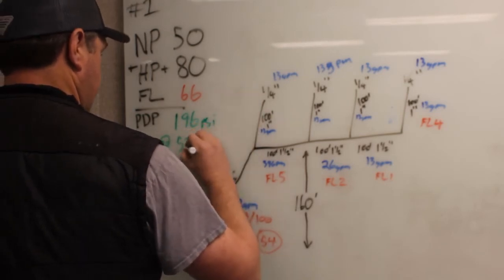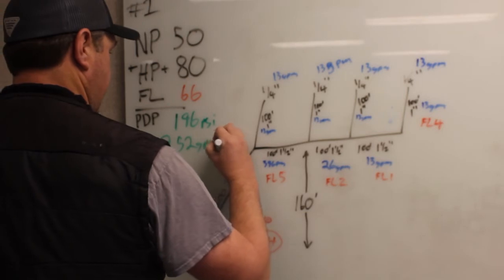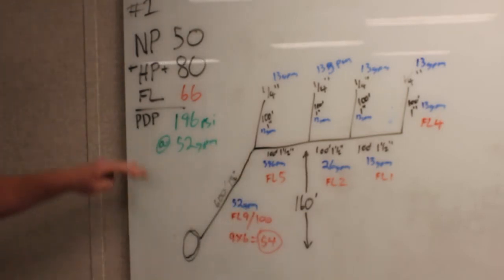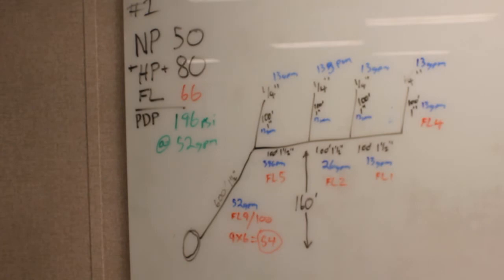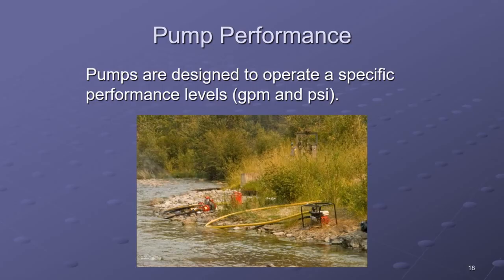At 52 gallons per minute. It's important to put the 52 gallons per minute. It gives me a lot more information. Not required for the pre-work, but if you do it, good on you, because you're on the right track. We'll get into why we do that here in a second.